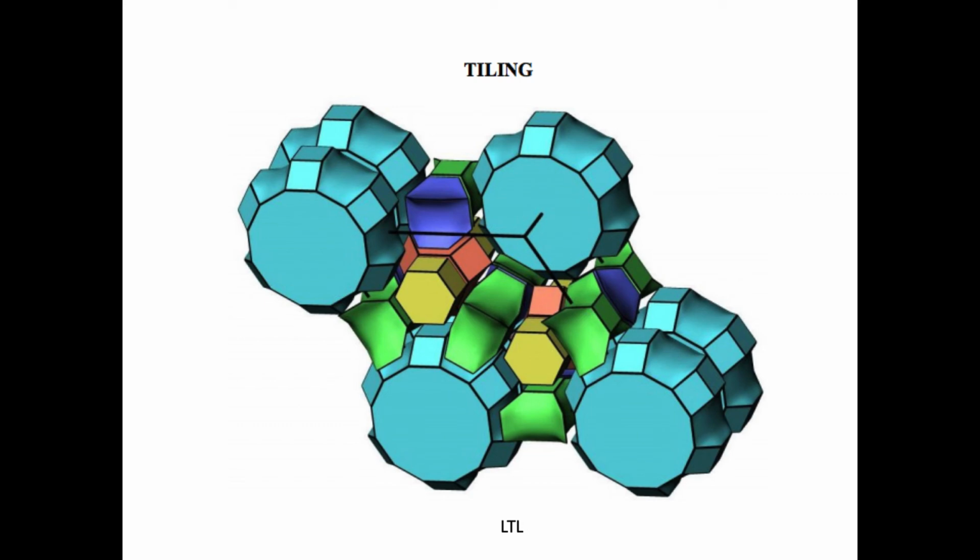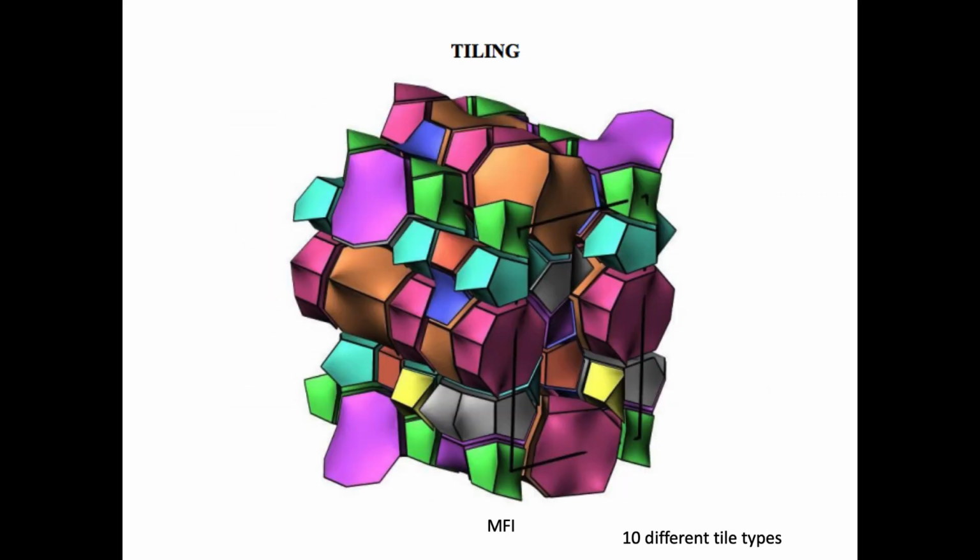Here's another one for zeolite L, and you get quite complex structures forming. Here's one for ZSM-5, the MFI structure, where you have 10 different tile types. But we have an automated way now to compute these in Topos Pro and output the starting structure file, which is then input into the CrystalGrower software.